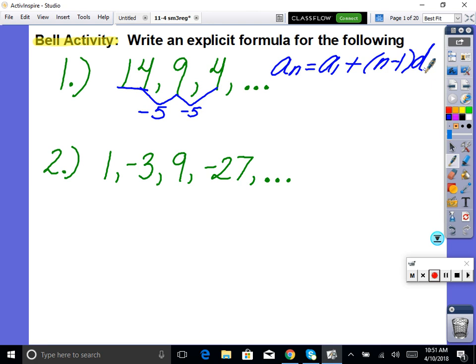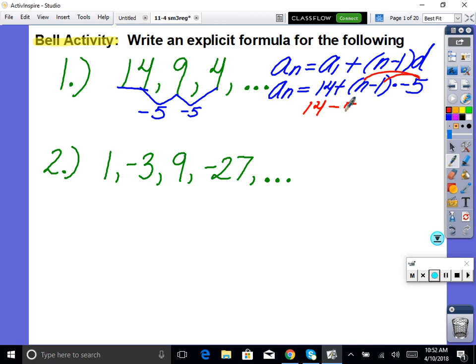This is what the difference is. Then you would plug in everything you know. So a sub 1 is 14 plus n minus 1. Our common difference was times negative 5. From there, you shouldn't leave it like this because on a multiple choice test, they'll take the negative 5 and multiply it in. So we would have 14.